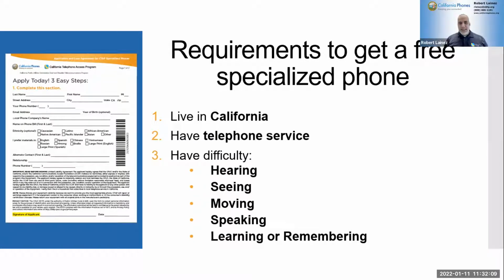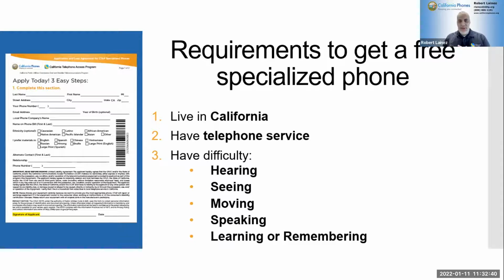And of course, the third requirement is that you have one of the difficulties that we spoke about, whether it's hearing, vision, mobility, speech, or memory. So what you do is you fill out a cert form, and I'll tell you how to get a cert form from our website. But this is the cert form right here. This is the one in English. Sorry that the camera is acting up there.